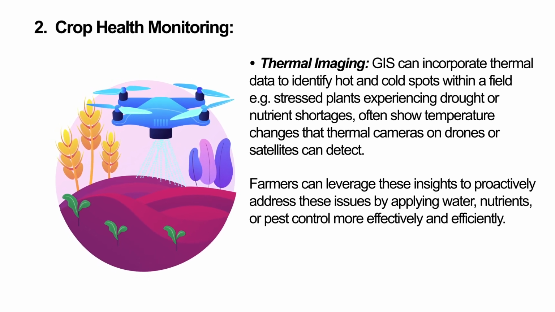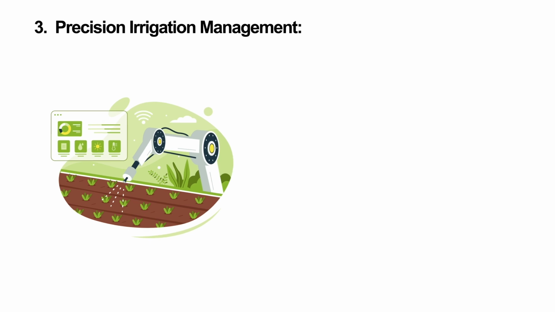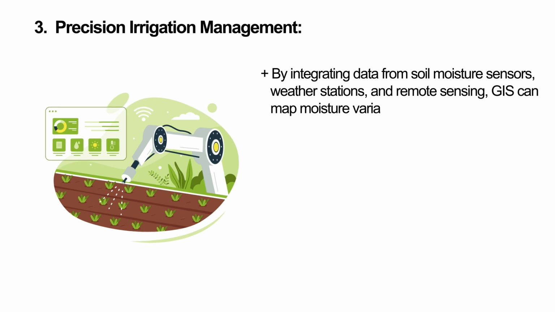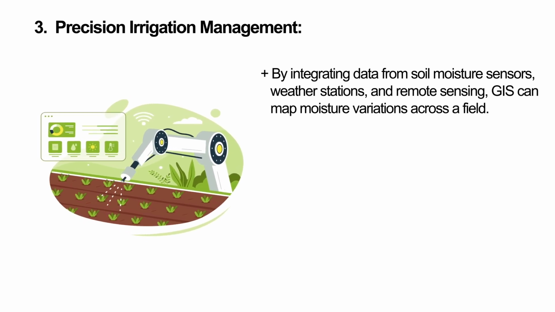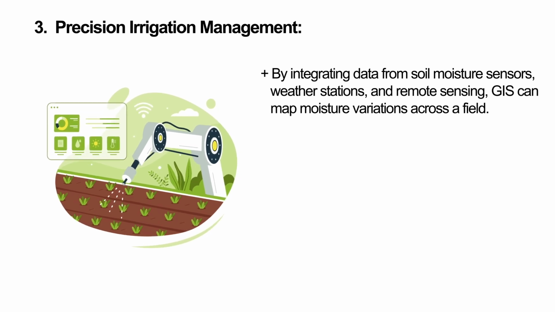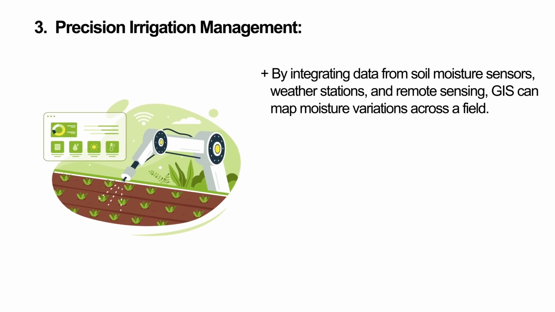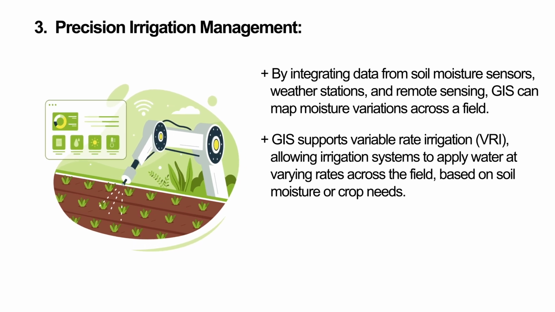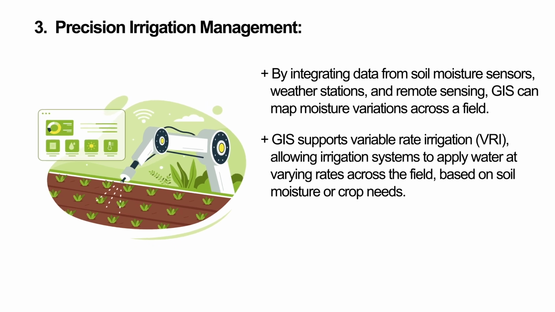Third, precision irrigation management. Water is a critical resource, and precision irrigation techniques help maximize its use. By integrating data from soil moisture sensors, weather stations, and remote sensing, GIS can map moisture variations across a field. This spatial data enables farmers to create accurate irrigation schedules tailored to the unique moisture needs of different field zones. GIS supports variable rate irrigation, VRI, allowing irrigation systems to apply water at varying rates across the field based on soil moisture or crop needs.